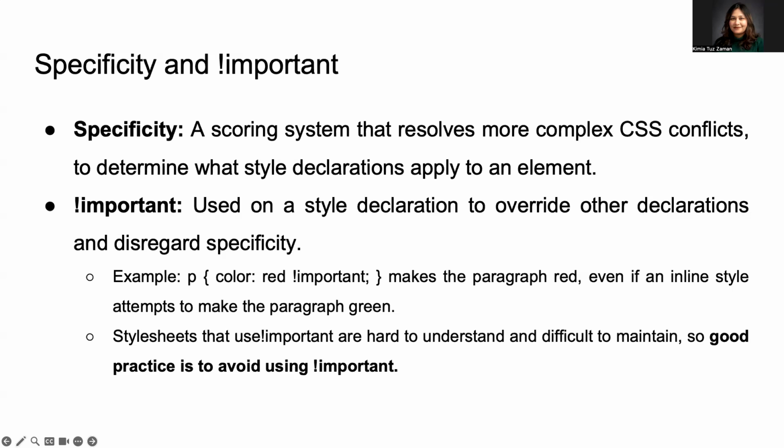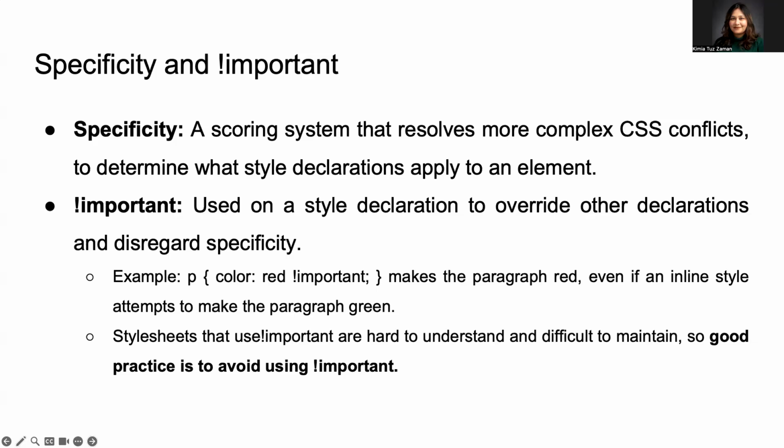Next, let's look at what happens when two style declarations try to control the same element. This situation is called a conflict. The first common case is when a parent style conflicts with a child style. Imagine the parent element says all text should be blue, but inside it, a child element specifically says the text should be green. Which one wins? The child's declaration overrides the parent's.